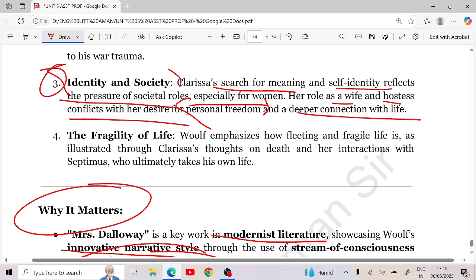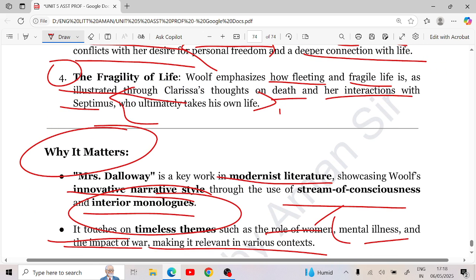Now let's move to the fourth point, that is the fragility of life. This is the fourth theme which I have found in this work. It emphasizes how fleeting and fragile life is, as illustrated through Clarissa's thoughts on death and her interactions with Septimus, who ultimately takes his own life. Okay, so this is the fourth theme. You may find more themes, you can comment them down or add them to your notes.